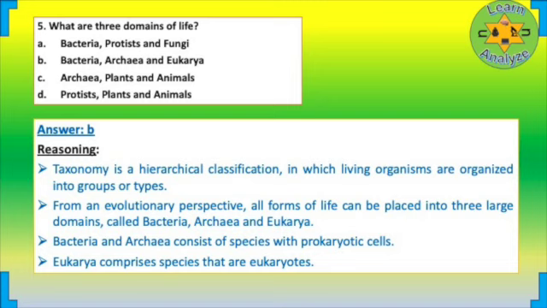The answer to the question is option B, because taxonomy is a hierarchical classification in which living organisms are organized into groups or types. From an evolutionary perspective, all forms of life can be placed into three large domains called bacteria, archaea, and eukarya. Bacteria and archaea consist of species with prokaryotic cells. Eukarya comprises species that are eukaryotes.